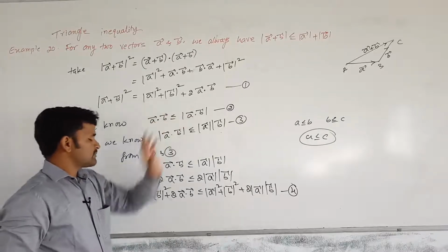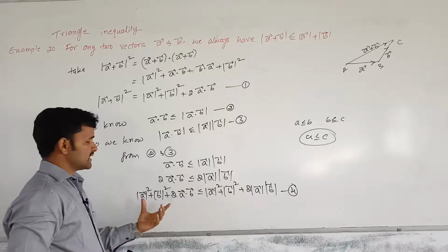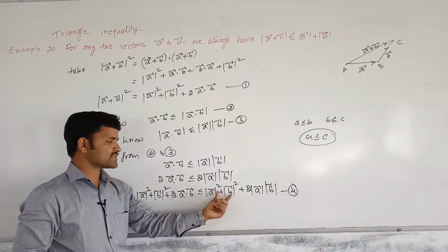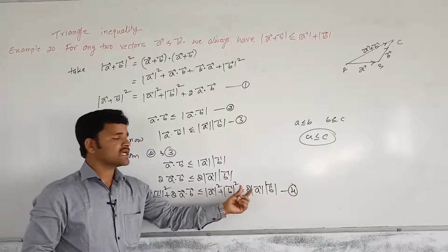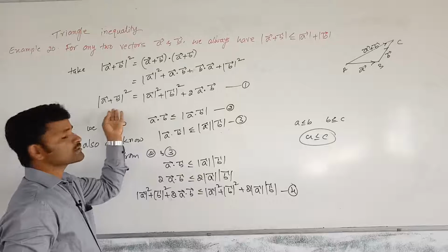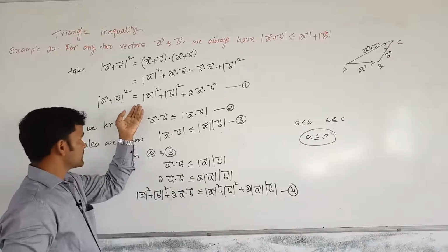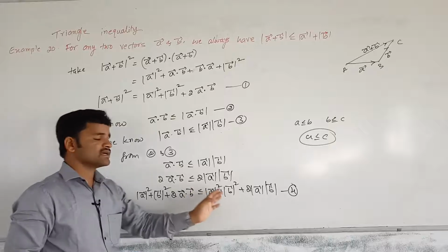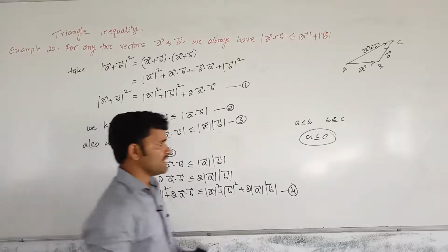A square plus b square plus 2ab, yes, the same thing is there. The RHS is less than or equal to magnitude of a square plus magnitude of b square plus 2 times magnitude of a into magnitude of b. So here the RHS is equal to the LHS, an equal to symbol is there. This means this left hand side is also less than this RHS.